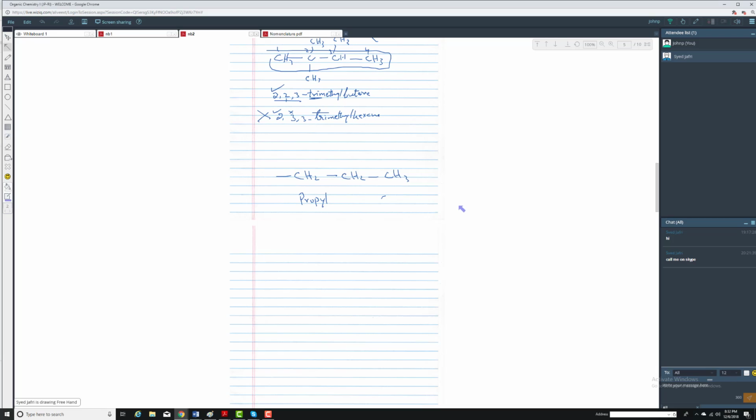C3H7. Isopropyl and isobutyl groups have a characteristic iso. Now I'm asking another one: CH3, CH, CH3, just as in isobutane. Still, how many carbons? 3 carbons, am I right? How many hydrogens? 7 hydrogens.